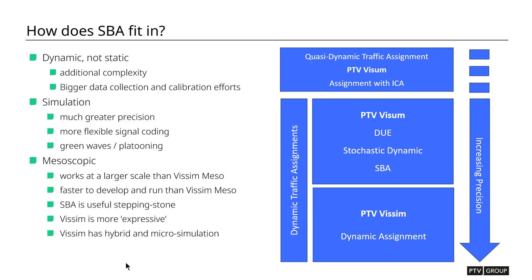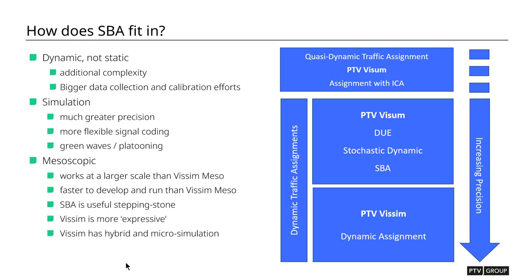In Visum, we have different dynamic assignments. DUE and the stochastic dynamic assignment are analytical methods. So that means they are based on macroscopic relationships between traffic flow and density. Then the simulation-based assignment, as the name suggests, simulation is used here. That adds precision. So for example, signal timings are directly considered. And as a consequence of that, platoons and also green waves can be modeled more realistically.